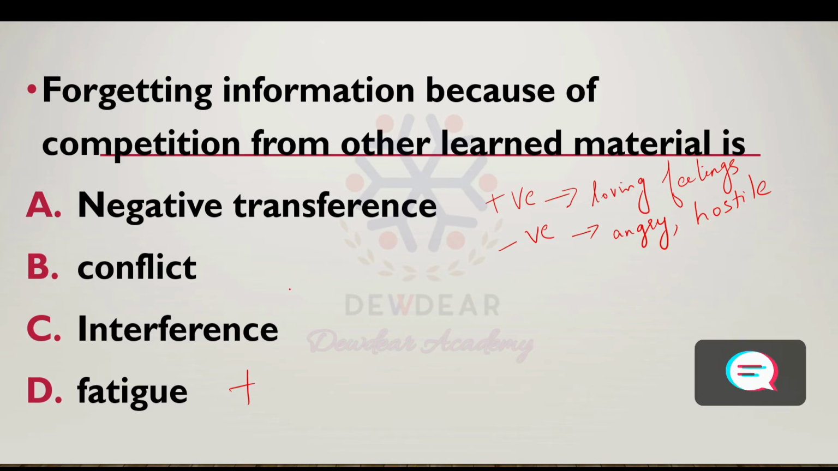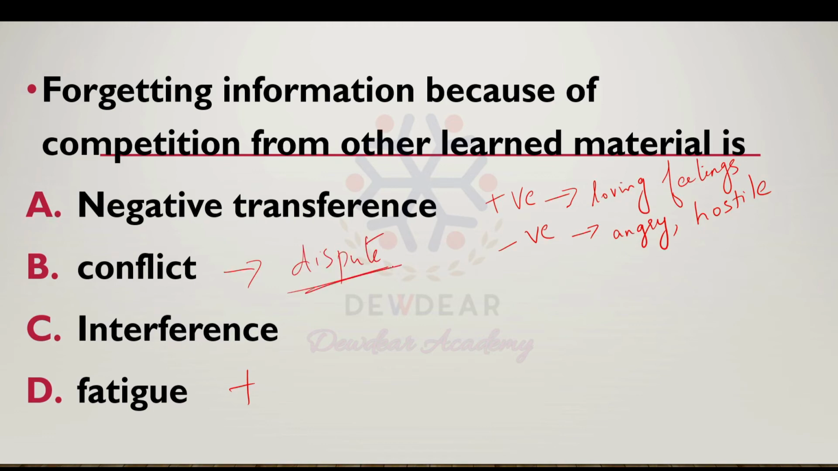Conflict means it is a dispute between persons, isn't it? We can say it is a dispute. Dispute between persons is known as the conflict. So it is not the answer. Then the answer is interference. Interference means people forget information because of the competition from other material.